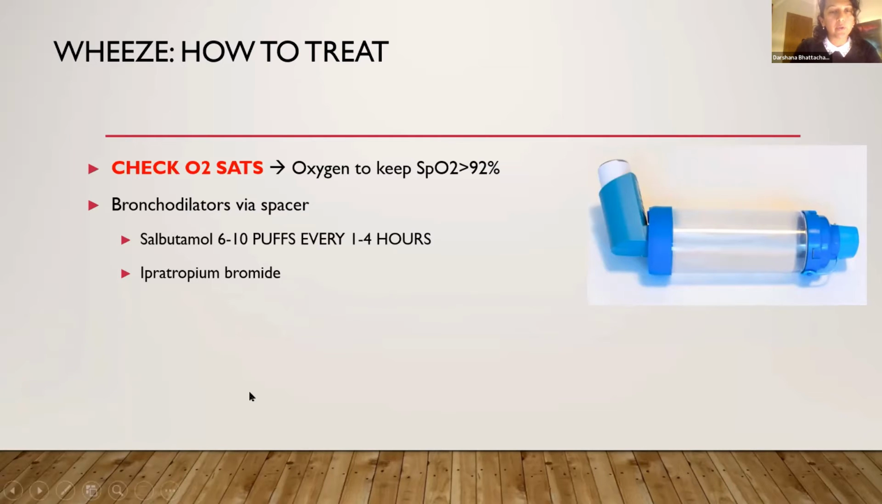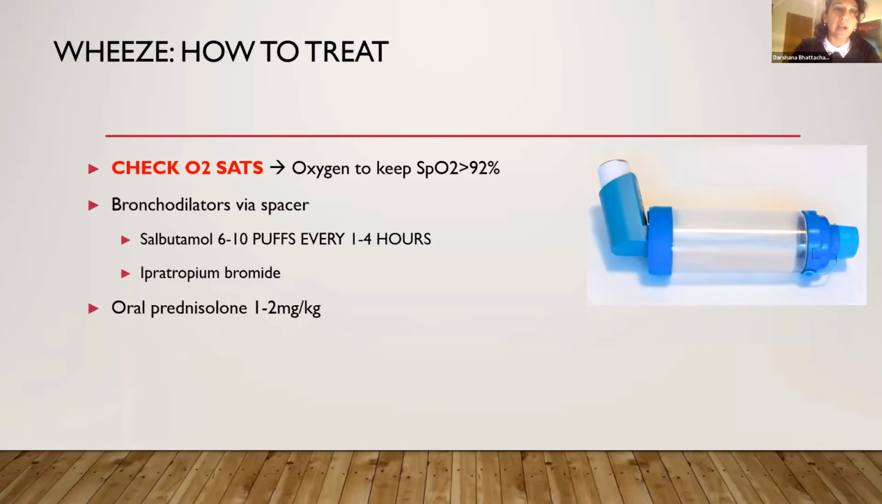There's also another bronchodilator called ipratropium bromide, which you can give every 20 minutes for the first hour. Also, that's known as Atrovent, and we tend to use that more in hospital.